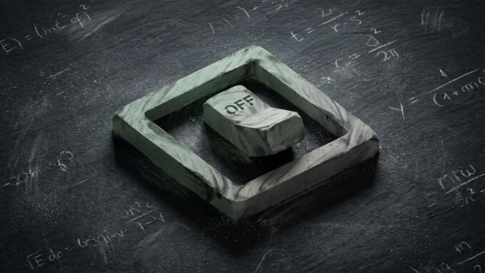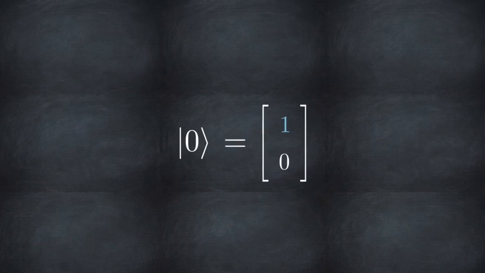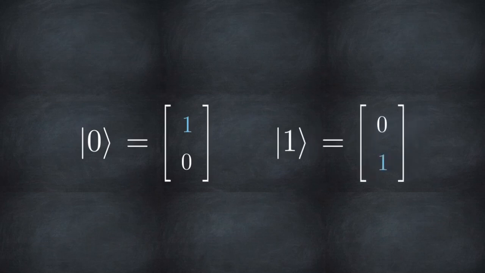In this mathematical framework, we stop thinking of classical bits as physical electrical switches. Instead, we represent them as two-dimensional column vectors. This diagram shows the standard Dirac notation for the classical zero state. Mathematically, it is a column vector with a 1 in the top index and a 0 in the bottom. Conversely, the 1 state is written as a column vector with a 1 in the bottom index.